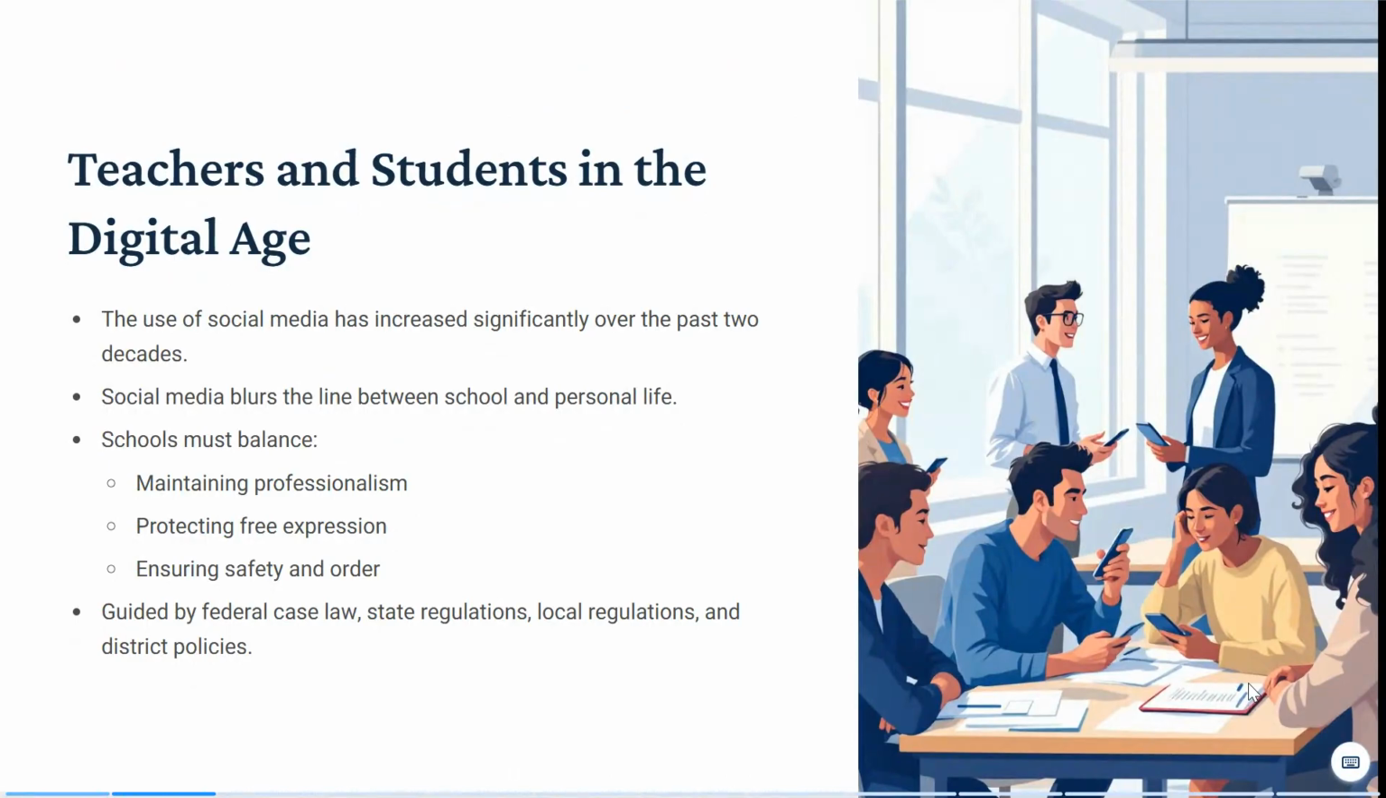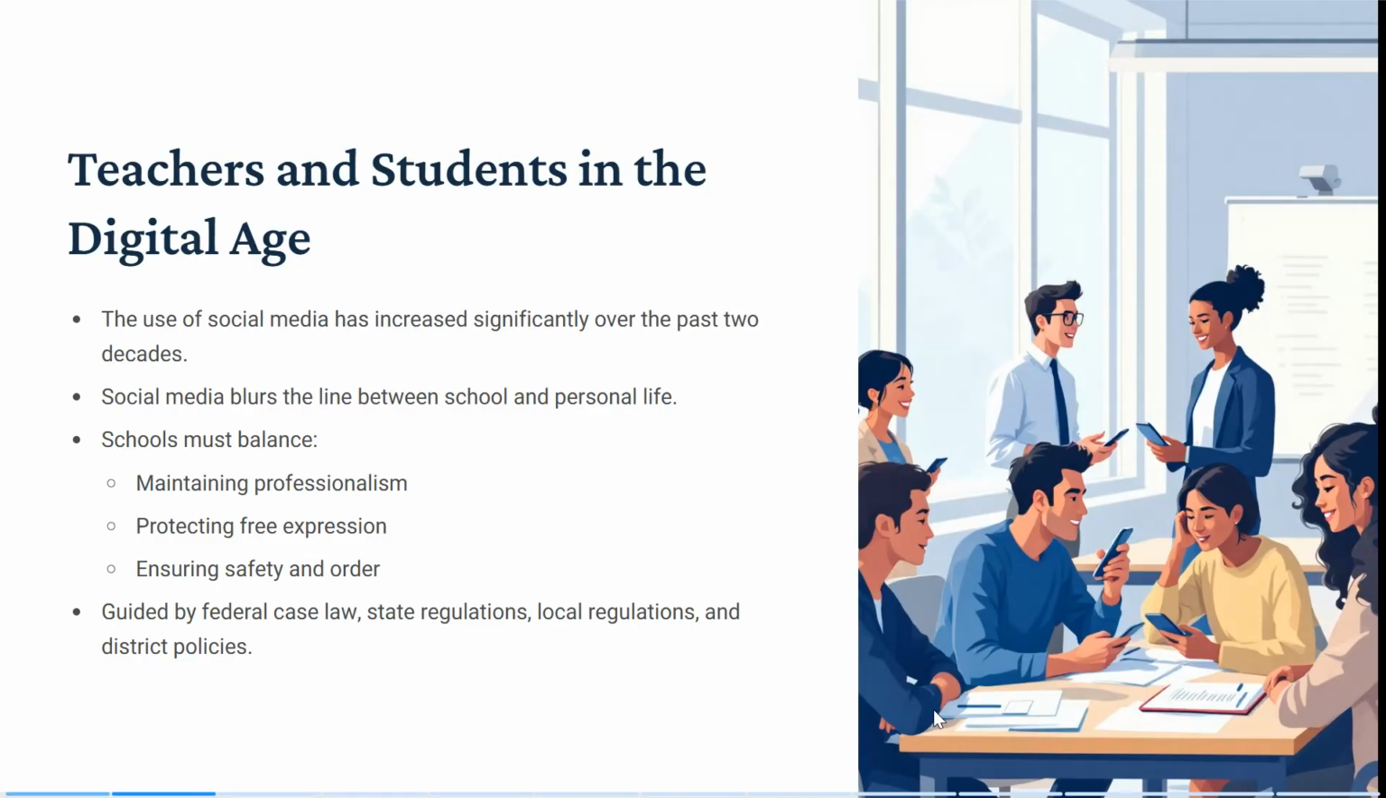The use of social media has increased significantly over the past 2 decades. Thus, social media has blurred the line between school and personal life. Consequently, schools must balance maintaining professionalism, protecting free expression, and ensuring the safety and order of the school.